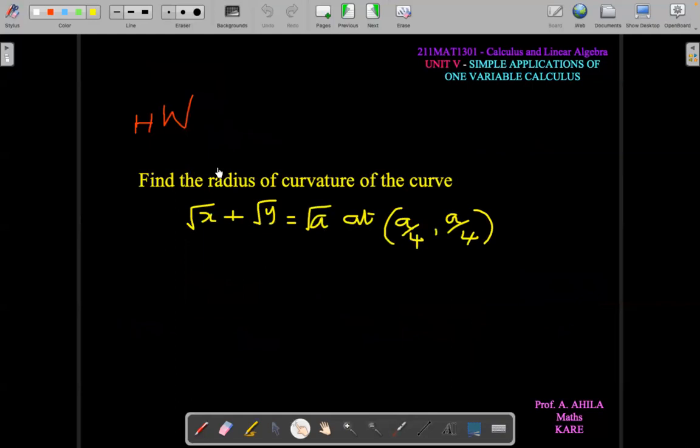Now consider this problem as homework. It's similar to the previous problem. Instead of 1, we get root a, and the point is also a by 4 comma a by 4.